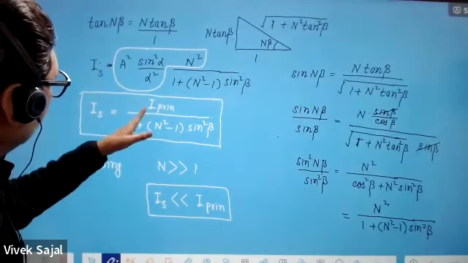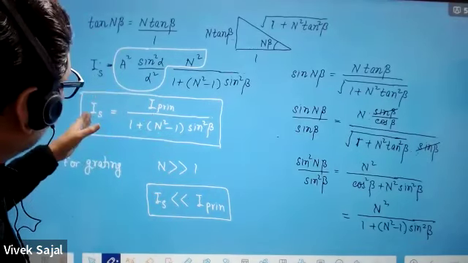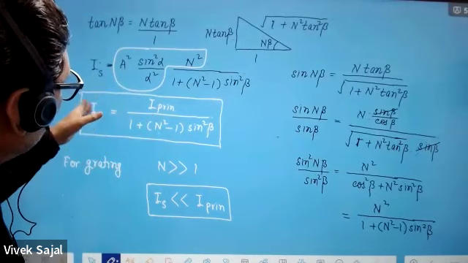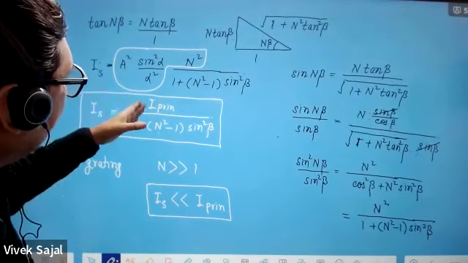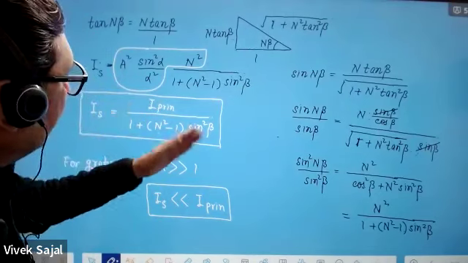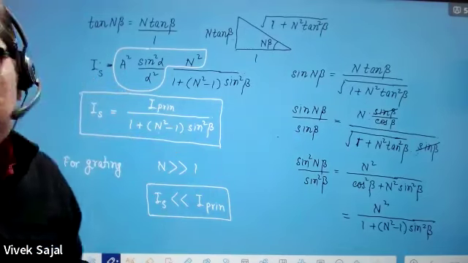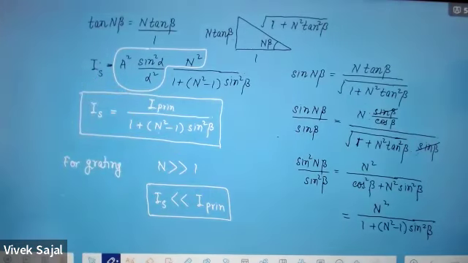So here this is the ratio. You can find out this is the intensity ratio of IS upon IP, and that is equal to 1 upon 1 plus n square minus 1 sine square beta. ठीक है, this is the ratio of secondary maxima and principal maxima. So this is most of the aspects I have discussed.